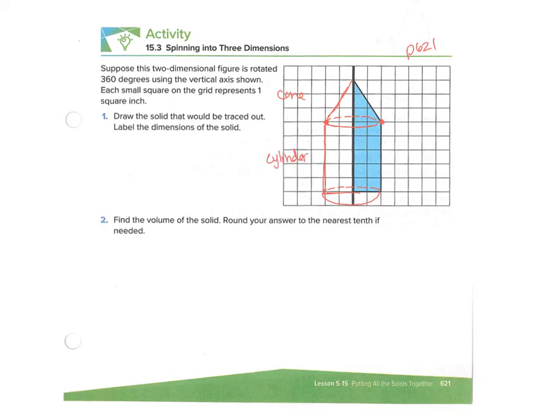So it says to find the volume of this solid. So I need all the parts of my volume formula. For my cone, looks like the radius is 2 and my height is 3. For my cylinder, it looks like my radius is also 2 and my height is 1, 2, 3, 4, 5 units tall. So pause this video and calculate the volume of this entire solid in part 2, and then come back and check your answer.